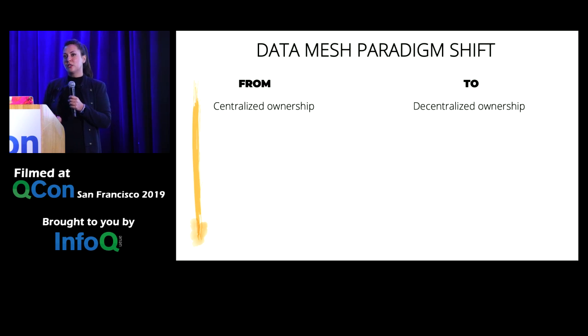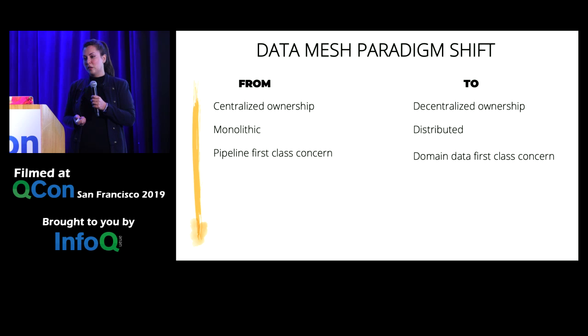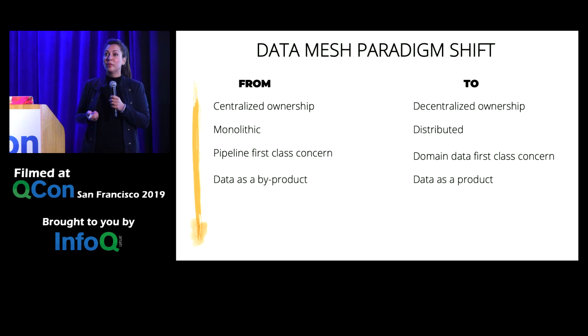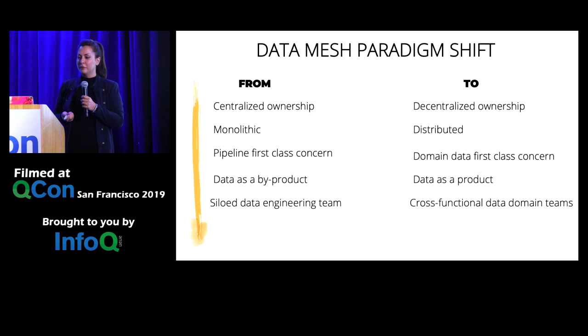The paradigm shift we're talking about is from centralized ownership to decentralized ownership of the data, from monolithic architecture to distributed architecture, from thinking about pipelines as a first-class concern to domain data as a first-class concern. Data being a byproduct of what we do, an exhaust of an existing system, becomes a product that we serve. And we do that through, instead of having siloed data engineers and ML engineers, cross-functional teams with data ownership, accountability, and responsibility.